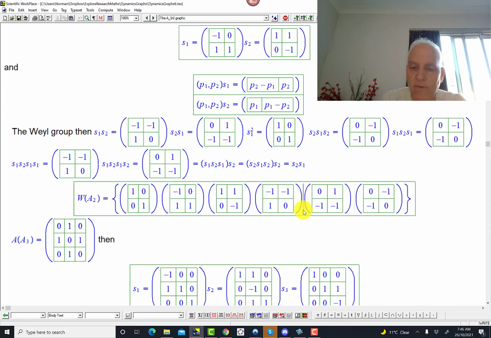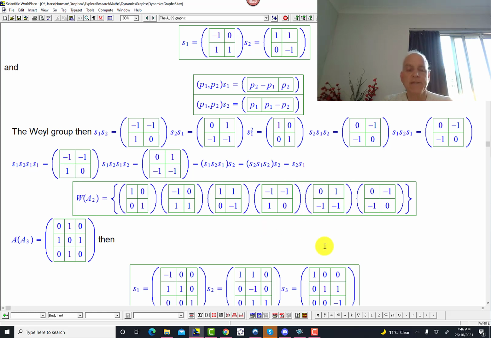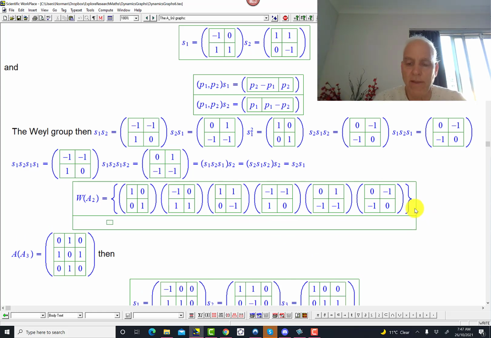Yes, there should be spaces in here, okay. So we get 6 elements. And I'm going to actually also write this in a slightly different way, which is also quite interesting. I'm going to write it as the identity, and then S1, and then S2, okay?